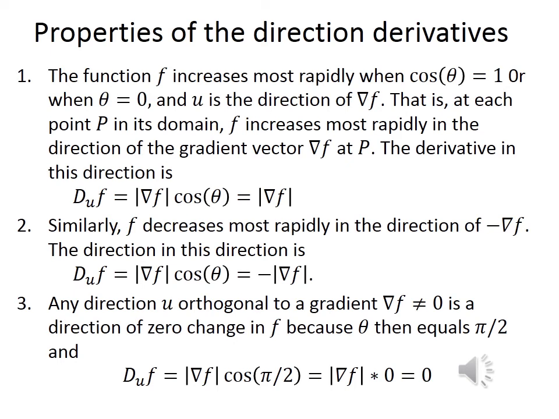It means that at each point p in its domain, f increases most rapidly in the direction of the gradient vector, and the derivative in that case equals the absolute value of gradient f cosine theta, which equals the absolute value of gradient f. In the same manner, f decreases most rapidly in the direction of negative the gradient f, and the direction is the same as above but with a negative sign. Any direction u orthogonal to the gradient f, not equal to 0, is a direction of zero change in f, because theta in that case equals pi divided by 2, or 90 degrees. And in that case the directional derivative equals 0.